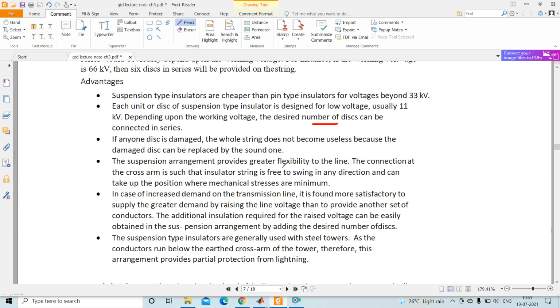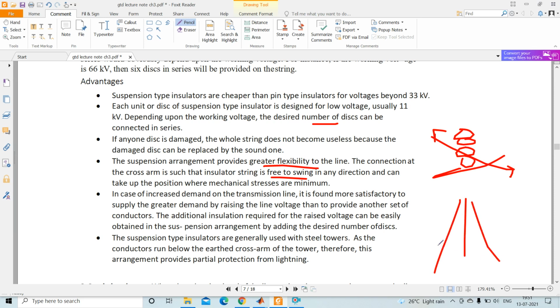And the suspension arrangement provides greater flexibility to the line. Okay, so the connection at the cross arm is such that the insulator string is free to swing in any direction. So if this is the insulator string, then it can swing, and this is the conductor suspended over here. So this string can swing from this direction to this direction. That means if the position of the string is like this, then it can swing here also, it can swing there also. So in both directions it can swing.